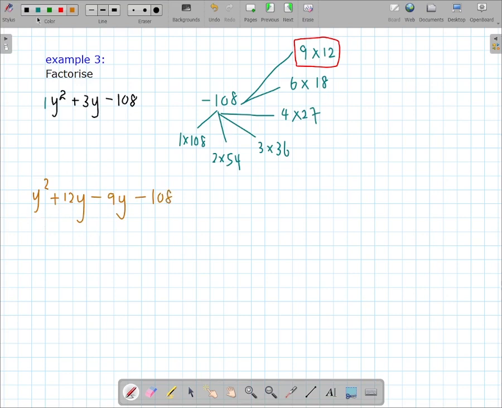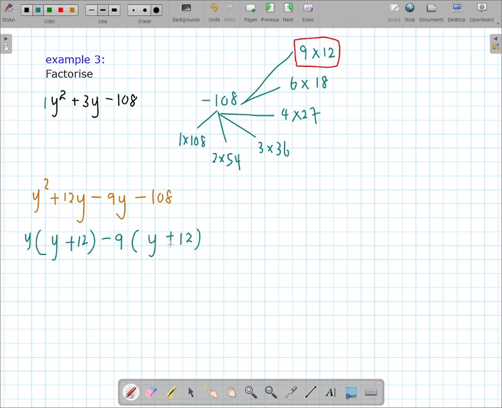Then in the first two terms, what is common? That is y. Then y squared divided by y is y, plus 12y divided by y is plus 12. Then minus 9y minus 108, that is 9 times 1, 9 times 12. Then 9 is common. With the sign, I take minus 9. Then minus 9y divided by minus 9, y remains. Minus 108 divided by minus 9, that is plus 12.